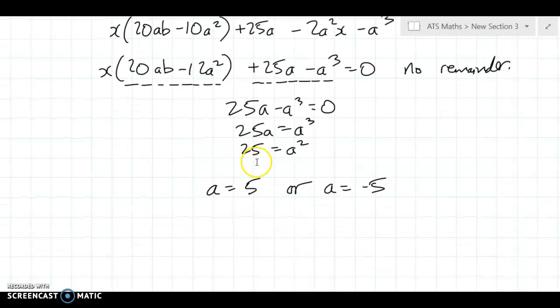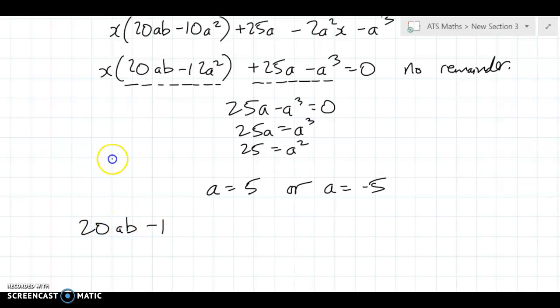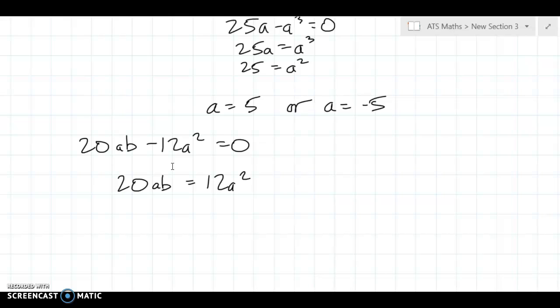And then we can look at the coefficient of x. You see 20ab minus 12a squared. This must also equal 0. 20ab minus 12a squared equals 0. We can solve this. So that gives us 20ab equals 12a squared. Now we can divide across by a, and we get 20b equals 12a. And now b equals 12 divided by 20. That gives us 3a over 5 for b.